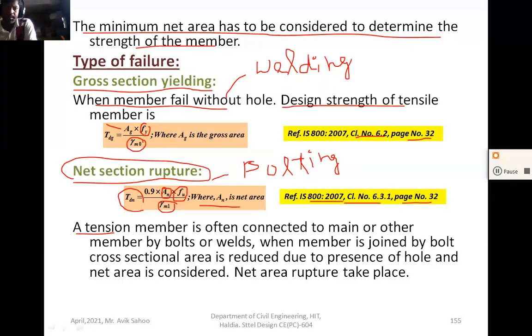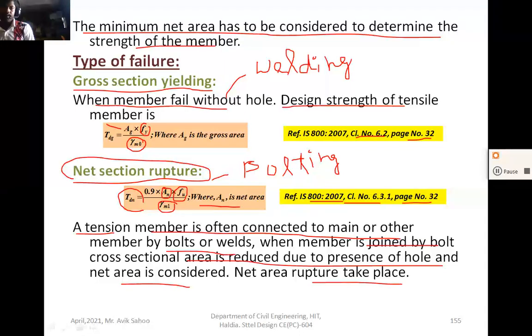A tension member is often connected to the main or other member by bolts or welds. When the member is joined by bolts, the cross sectional area is reduced due to the presence of holes, and net area is considered. So net section rupture takes place. Cross section yielding takes place for the welding case, and net section rupture takes place for the bolting case.